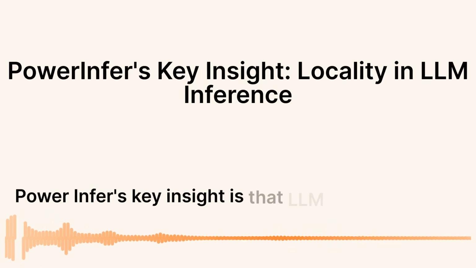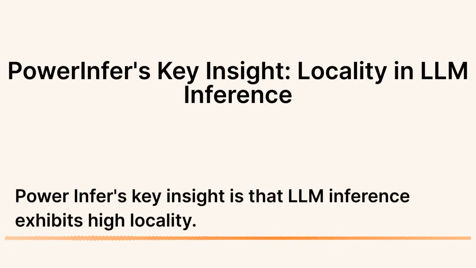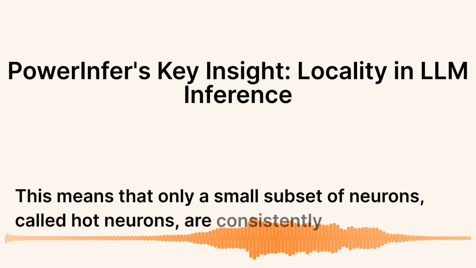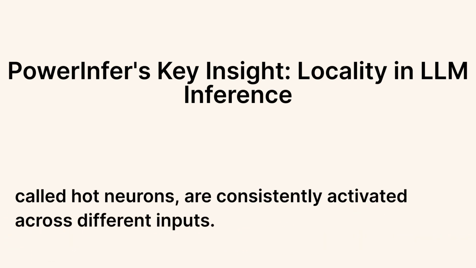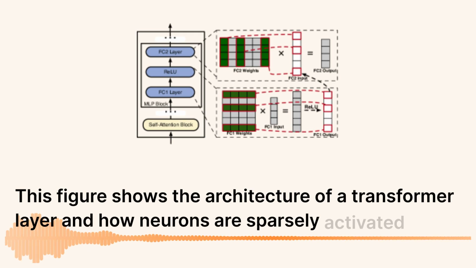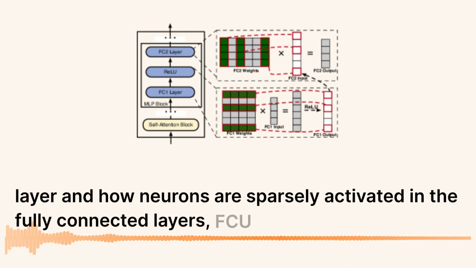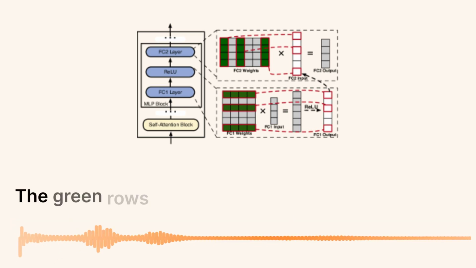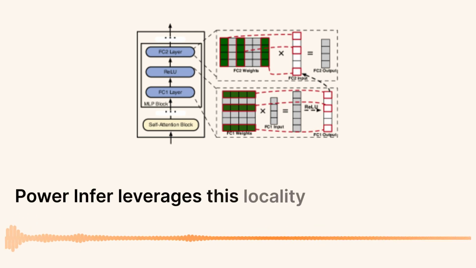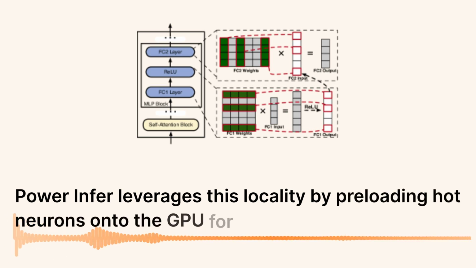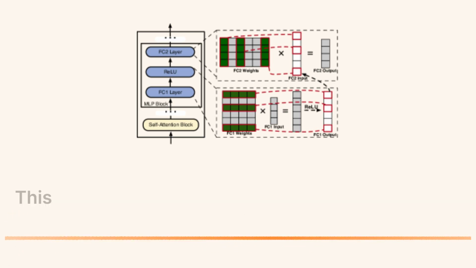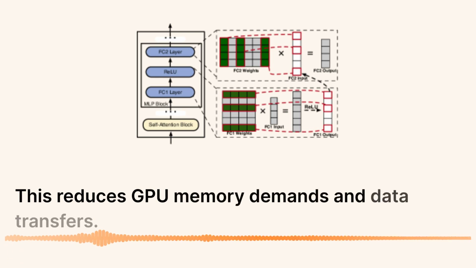PowerInfer's key insight is that LLM inference exhibits high locality. This means that only a small subset of neurons, called hot neurons, are consistently activated across different inputs. This figure shows the architecture of a transformer layer and how neurons are sparsely activated in the fully connected layers, FC1 and FC2. The green rows or columns represent activated neurons. PowerInfer leverages this locality by preloading hot neurons onto the GPU for fast access, while cold neurons are computed on the CPU. This reduces GPU memory demands and data transfers.